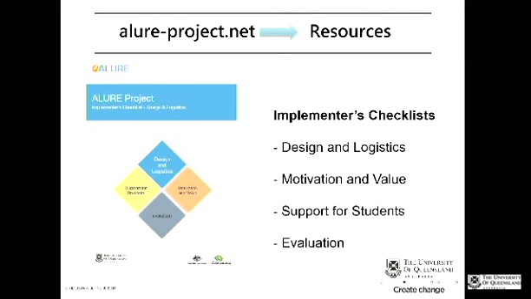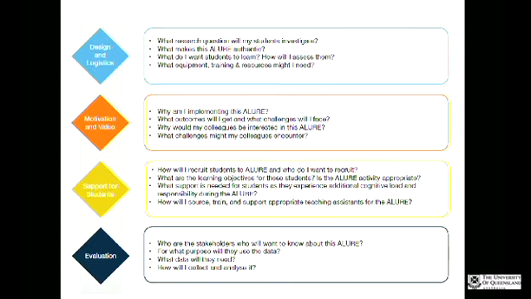All right, so now we're going to do some work, some design for you guys. I'm finished with my talking. Again, on the website, we have some resources, and we've developed these 4 implementers checklists: design and logistics, motivation and value, support for students, evaluation. We're actually going to work with the design and logistics one. I've brought it for you today. It's a bit weeny, so don't worry. I don't expect you to read it all on this size. I just wanted you to be able to see.